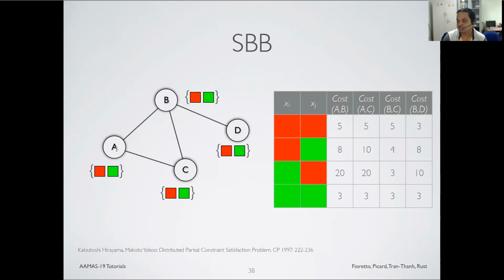If A chooses red, C chooses green, then it will be 10. AC, AC, 10. Similarly for BC, 4. Similarly for BD, B chooses red and D chooses green, it will be 8. In this way, if both AB choose green, green, 3, AC choose green, green, 3, BC choose green, green, 3, BD choose... So this is given.